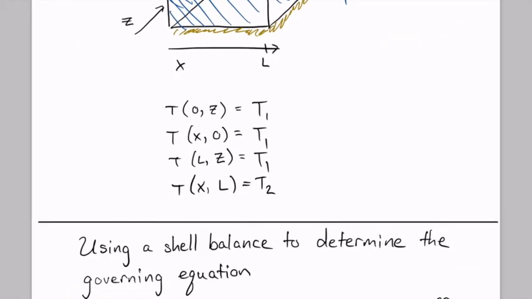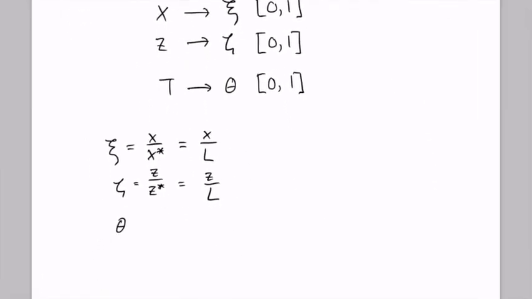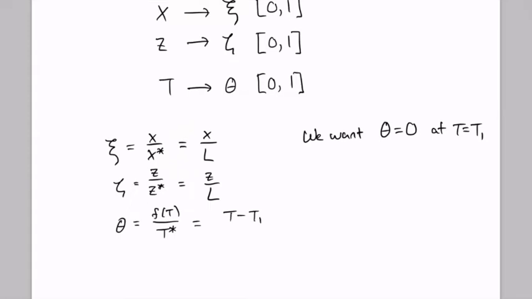We have 4 boundary conditions, and 3 of them describe a temperature, a Dirichlet boundary condition at temperature T1. And so it would be very useful to have the situation. We want theta to equal 0 when T equals T1. And so we're going to manipulate our definition of theta to achieve that. So theta is going to be some function of temperature over some characteristic temperature. And so that function of temperature we're going to choose is T minus T1, because whenever the temperature equals T1, the numerator of this expression will equal 0.